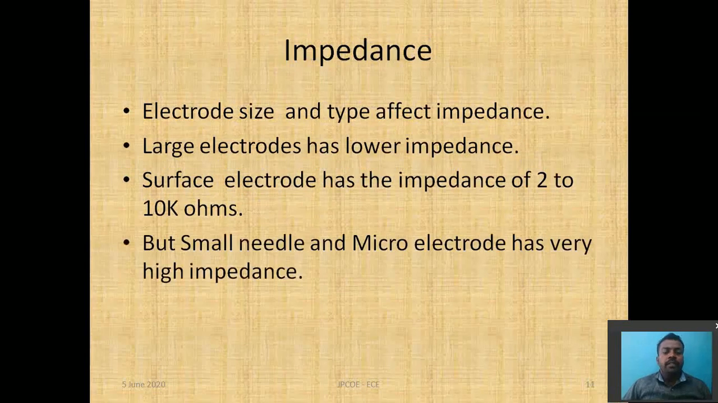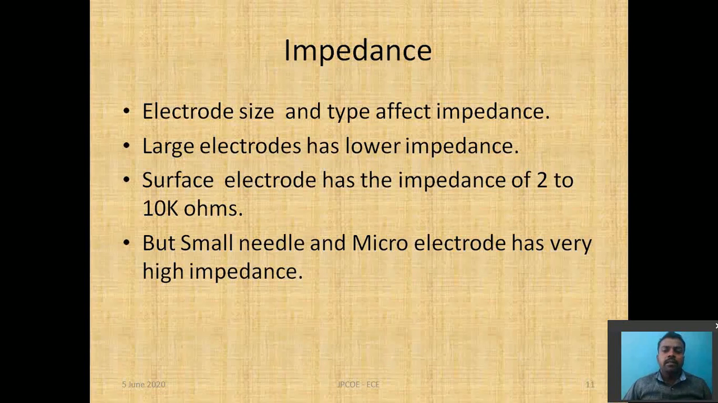Then impedance, which we have already studied. Electrode size and type affect the impedance. A large electrode has lower impedance. Impedance means the combination of resistance and capacitance. So a smaller size means the resistance is very high, and a larger size means the resistance is very low.